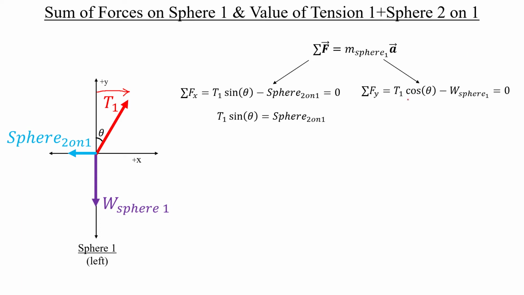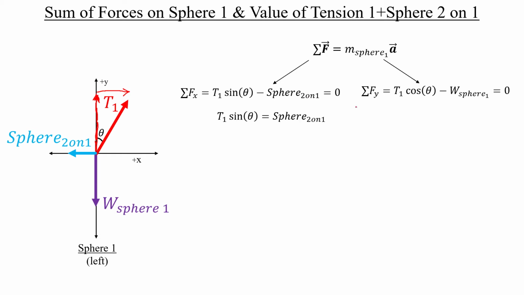So we have t1 cosine theta. What is that? So the cosine is the adjacent length relative to theta. So this line that I'm drawing right here, it's pointing in the plus y direction. So that's why it's positive in this sum of forces in the y direction. And what points in the opposite direction? Well, the weight of sphere 1. That's why it's negative. Does sphere 1 move up or down? No, it does not. So the acceleration in the y direction has to be 0. It can't be anything else.